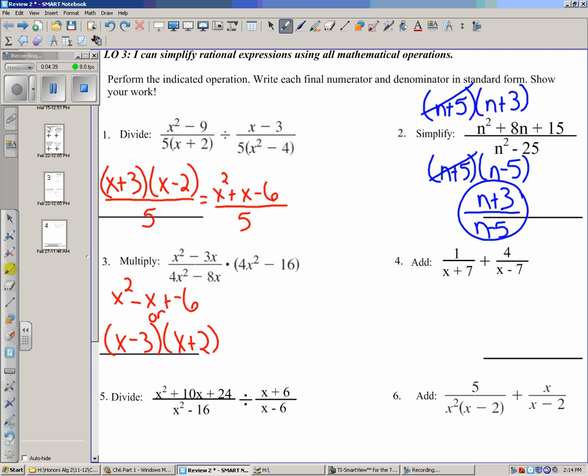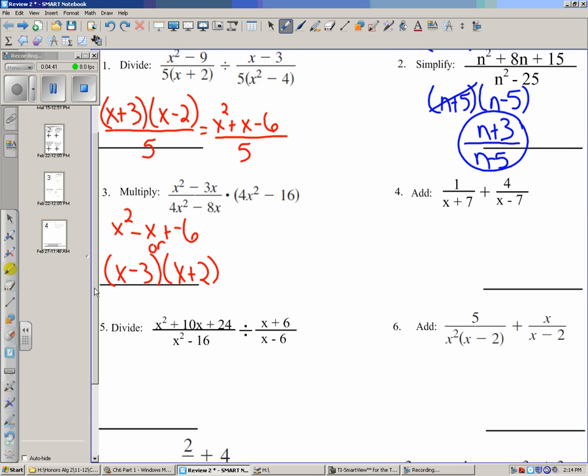All right, number 4 changes because now I'm adding. And what I need to remember in adding and subtracting fractions is that I need a common denominator. This whole denominator is x plus 7. The other one is x minus 7. So what I need to do is to get the common denominator.